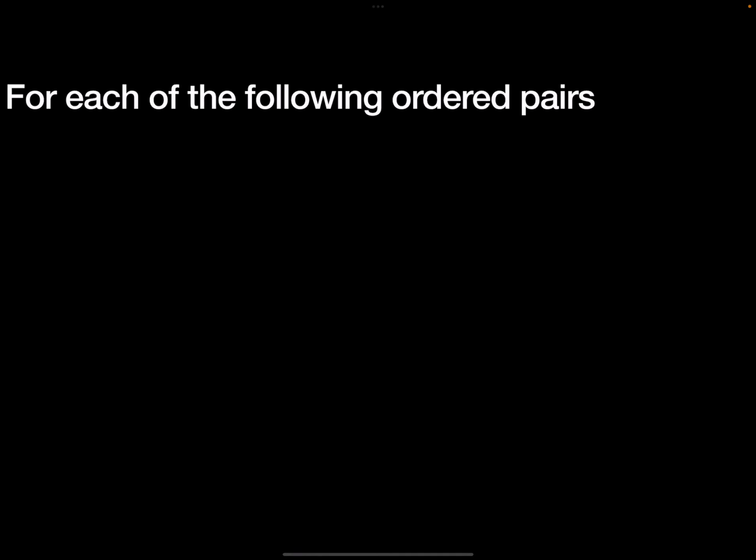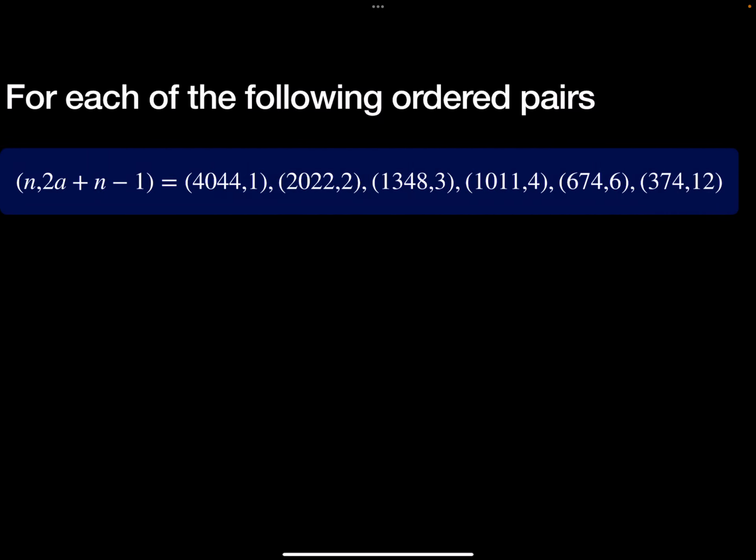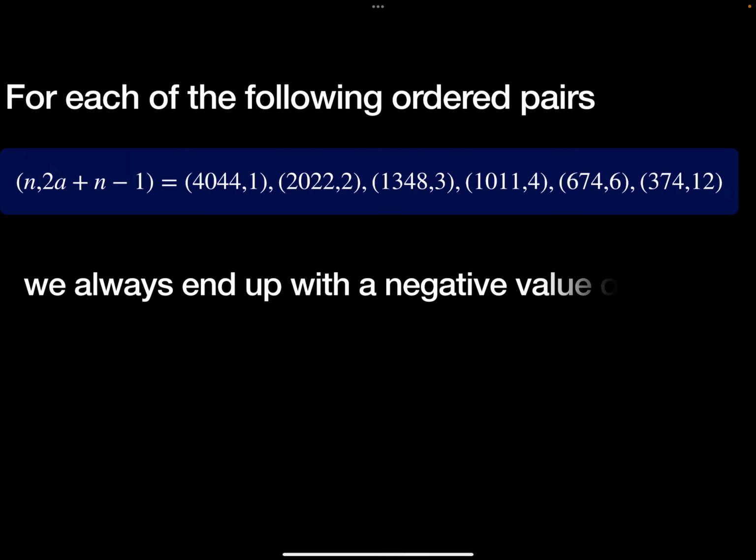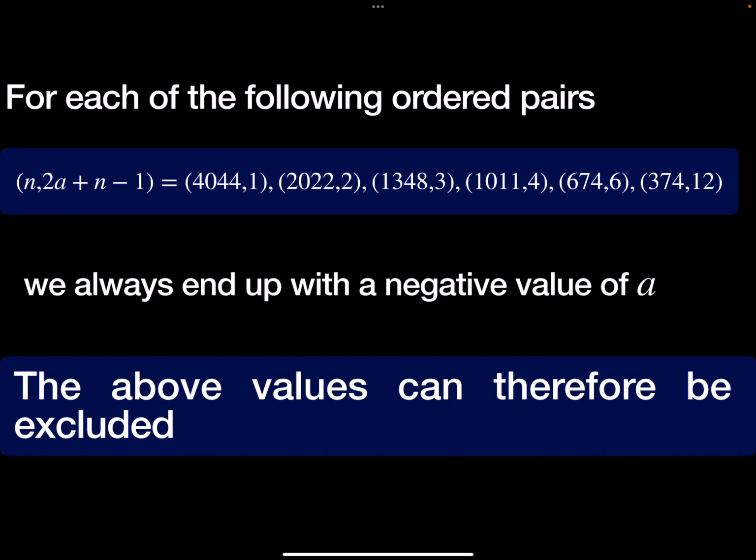Now, because n is always greater than 2a plus n minus 1, if we subtract n minus 1 from 2a plus n minus 1, we always end up with a negative a. But a is actually a positive integer, so that's not possible. That's why we have to exclude this set of ordered pairs. So now we only have the second set of ordered pairs remaining.